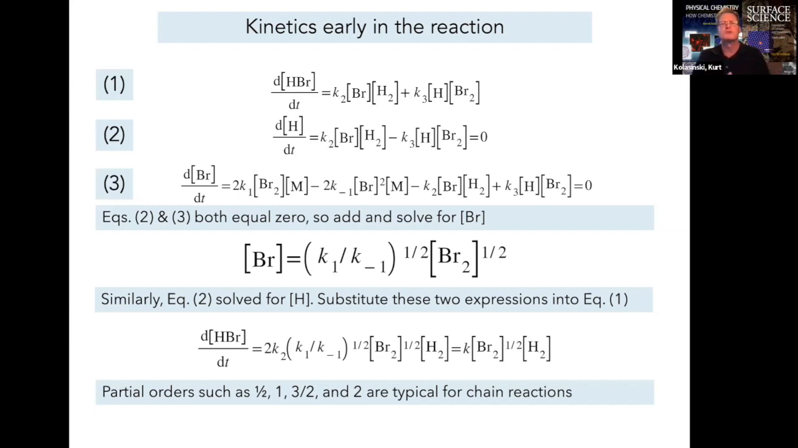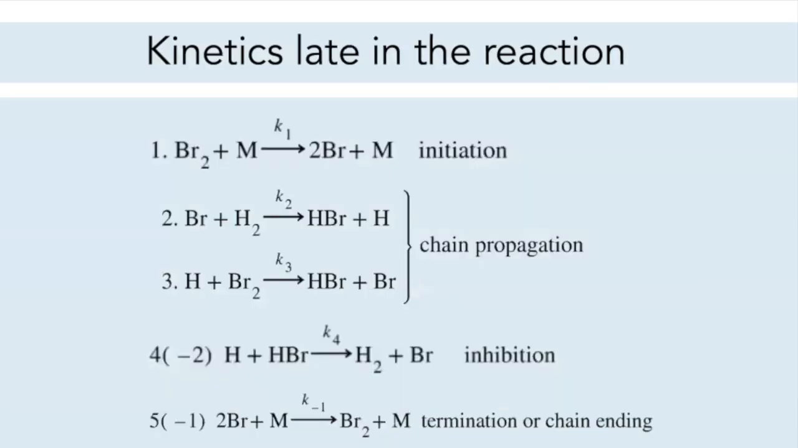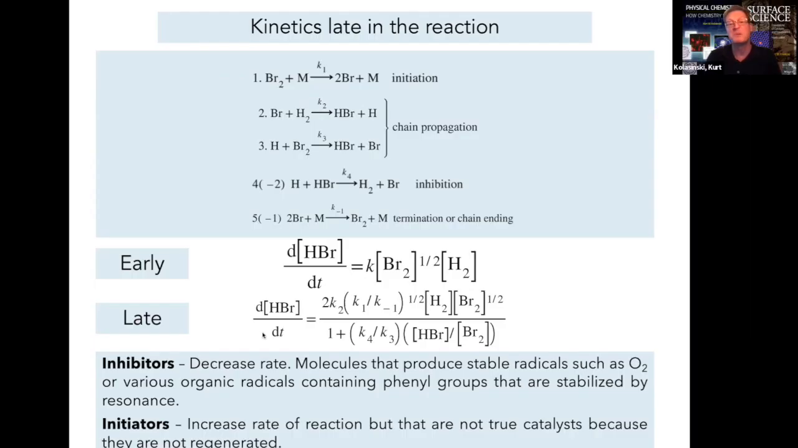Fractional partial orders like 1/2 and 3/2 are typical for chain reactions, in addition to the more usual first and second order terms. Now, if we go to later, longer times, then we can't ignore inhibition. If we can't ignore inhibition, that's going to change the kinetics. And it's a much more involved mathematical process if we have to derive the rate law. I'll spare you those details, but we'll just compare the kinetics at early times and the kinetics at late times when we have to include inhibition.